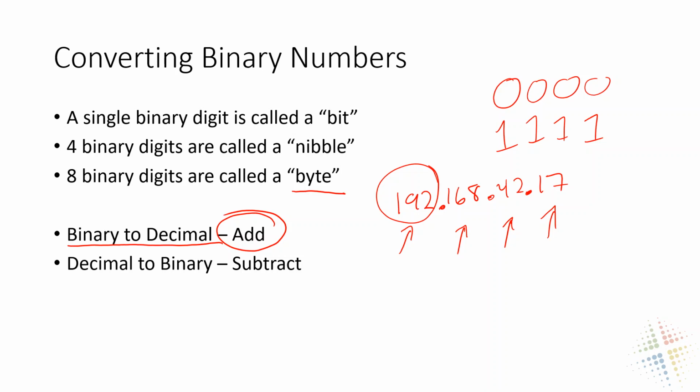Awesome. Well, then, now that we can convert from binary to decimal, the question is, how do we convert from decimal back to binary? Well, it pretty much happens the exact opposite, except this time we're subtracting.